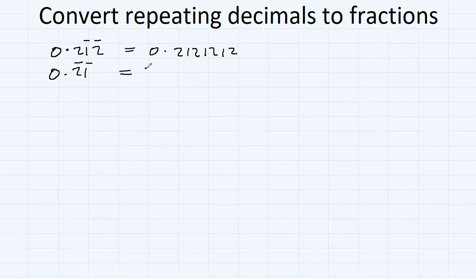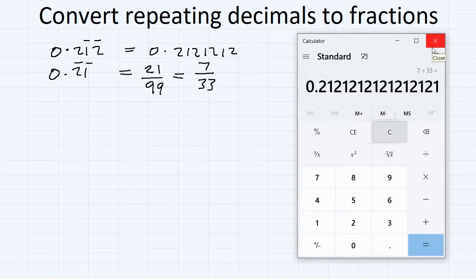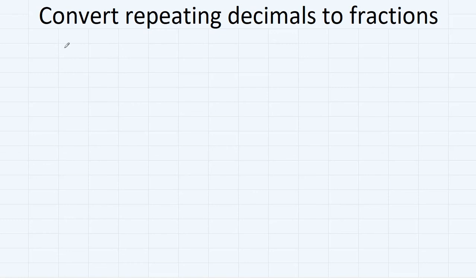So, putting that over 99, we get 21/99. Dividing the top and bottom by 3, we get 7/33. And that is the answer. Quick check. 7 divided by 33 equals 0.212121. Okay. Now try this one.